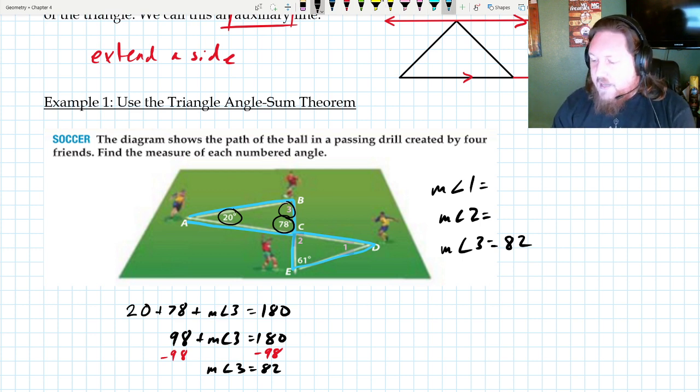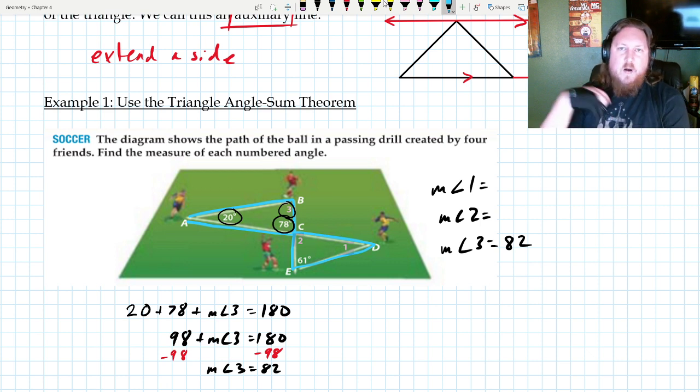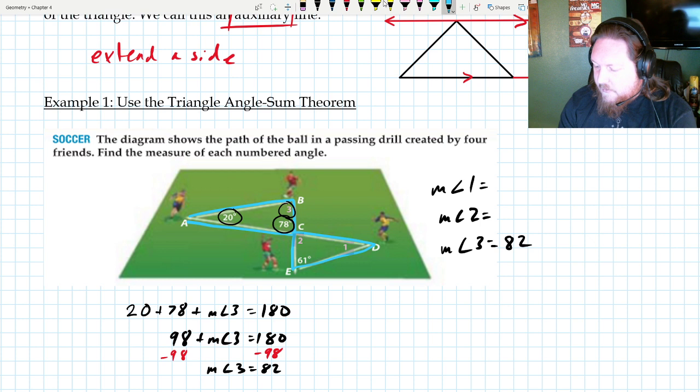Now, there are other kinds of relationships, and we get to keep all of our old relationships. Those don't disappear. So I see a relationship between angle 2 and 78 there. Those are vertical angles. So guess what? Angle 2 is 78 degrees.